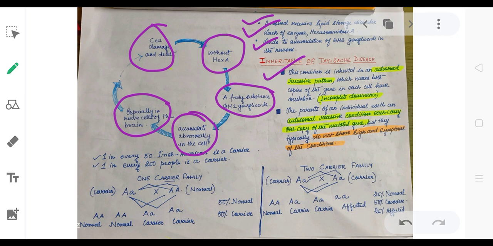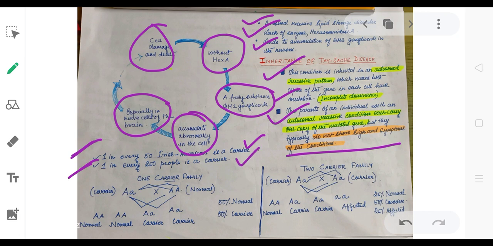Which means both copies of the gene in each cell have a mutation. The parents of an individual with an autosomal recessive condition each carry one copy of the mutated gene, but they typically do not show signs and symptoms of the condition. They are the carriers. So here there are two data points. One in every 50 Irish Americans is a carrier. One in every 250 people is a carrier.